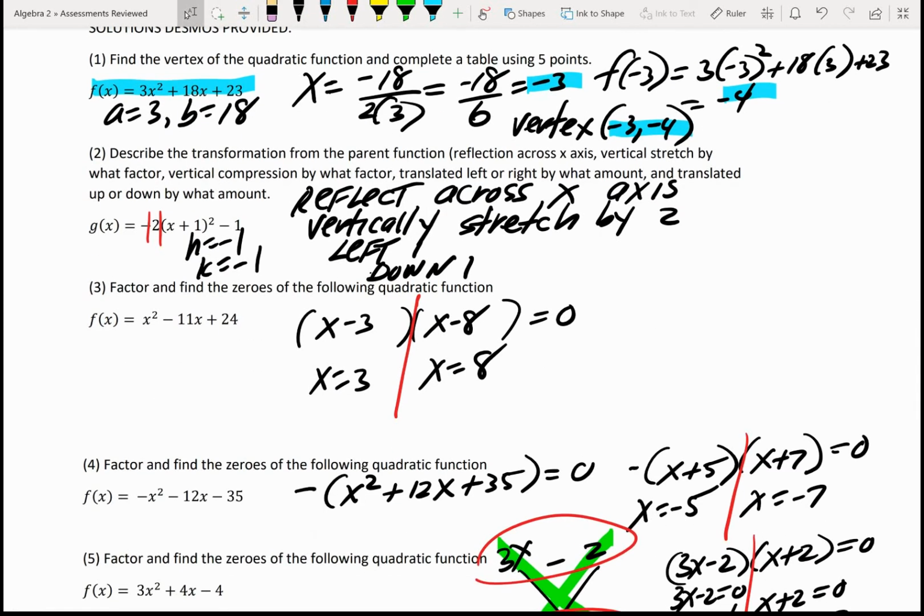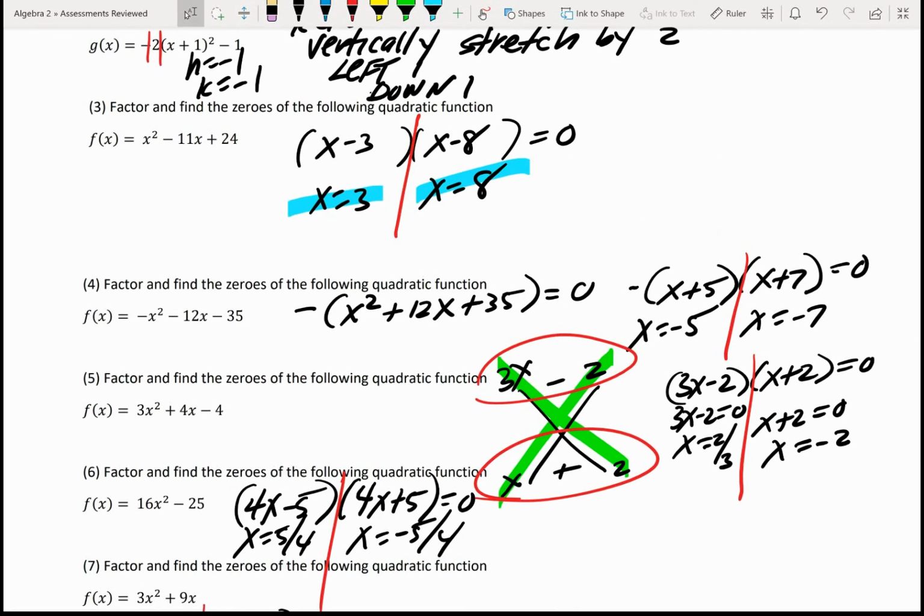Number 3, the factors of a positive 24 that add up to -11 are -3 and -8. You factor, you get x minus 3 and x minus 8. You find the zeros. Okay, and then number 4, you had to take out the negative, so that will give you x squared plus 12x plus 35. Factors of 35 that add up to 12 are 5 and 7, so your factors are x plus 5 and x plus 7. Set them equal to 0, and you get x is equal to -5 and x is equal to -7.